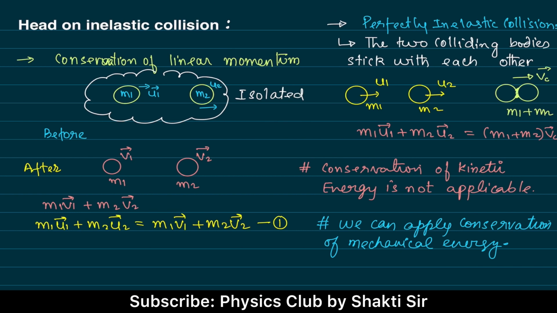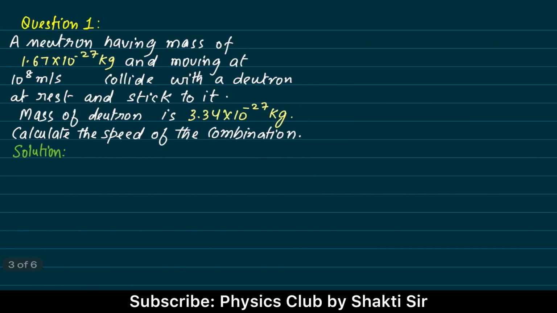So our first question is, here you can see a neutron having a mass of, this is the mass of the neutron, is moving at a speed of 10 raised to power 8 meter per second, collides with a neutron at rest and sticks to it. After the collision, they both combine with each other. Mass of the neutron is also given. Calculate the speed of the combination. Straightforward question. Let's try to solve it.